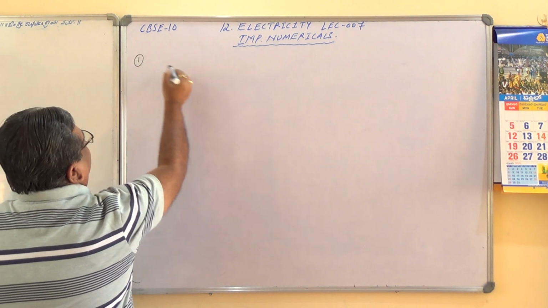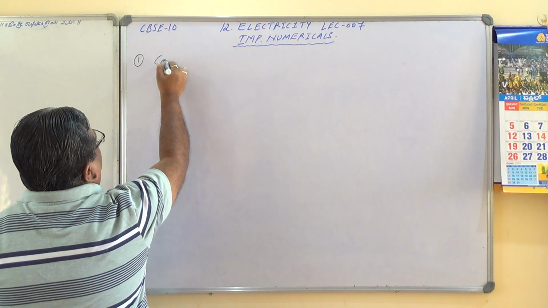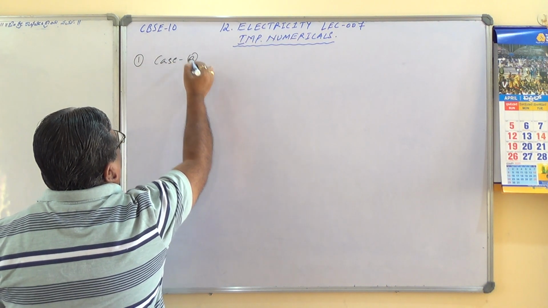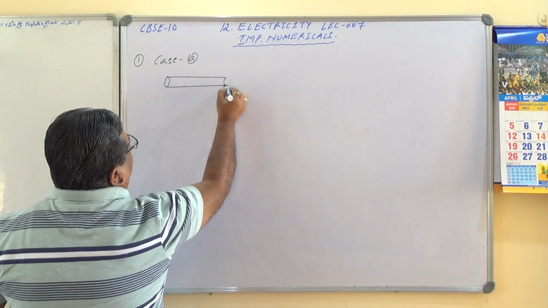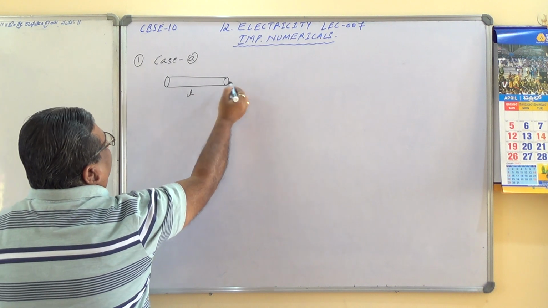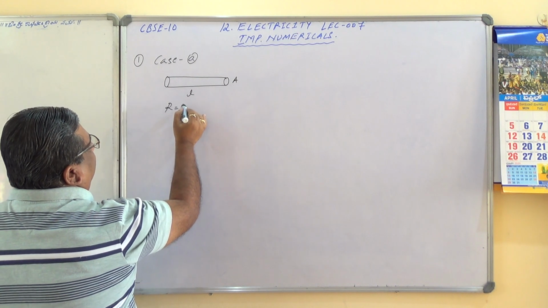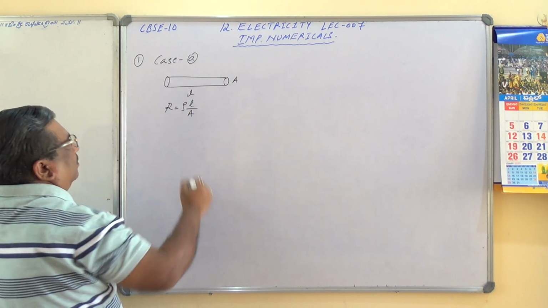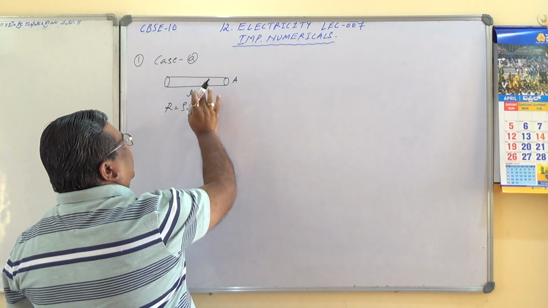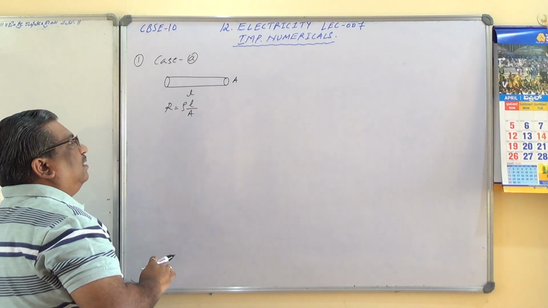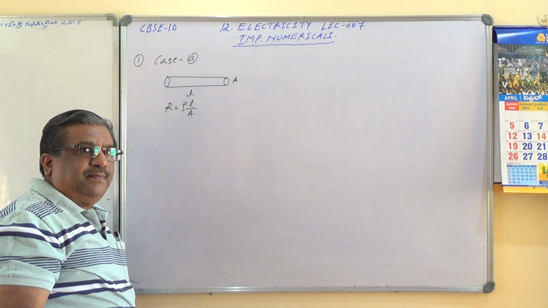First one, case A. Consider a conductor of length L and cross section area A. So R equals rho L by A. Now let us increase the length of the same wire, same conductor. Let us increase the length of this conductor by 2 times.